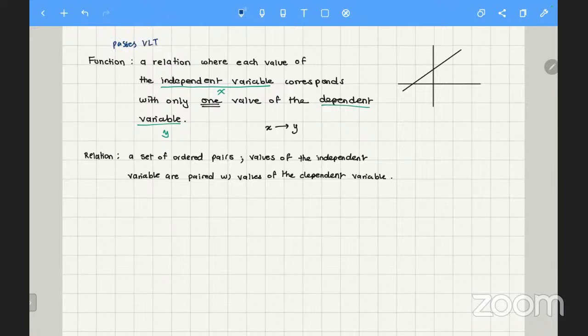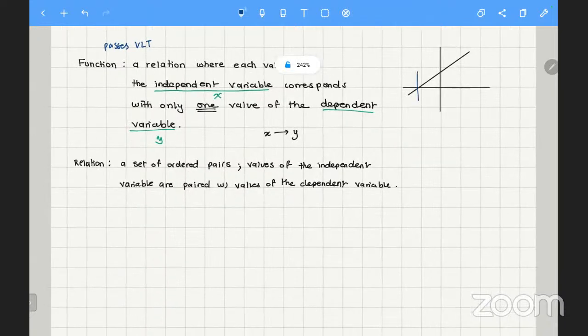Did you get homework? We have 5 minutes left. Okay, so it passes the vertical line test. That means for every vertical line you can draw, for every x value, there's only one y value, right? So we only touch the function once. So a line is a function.